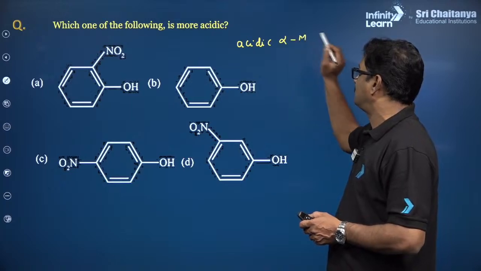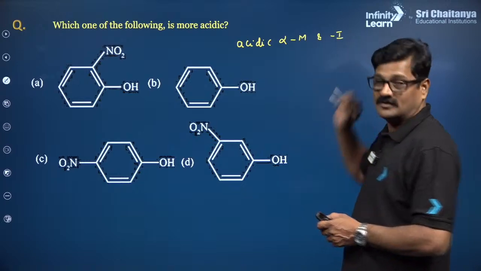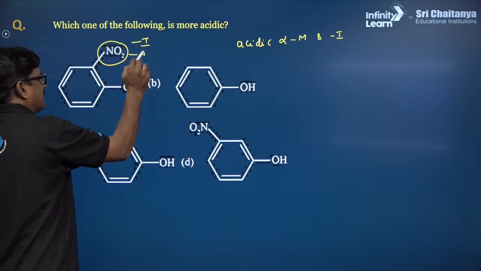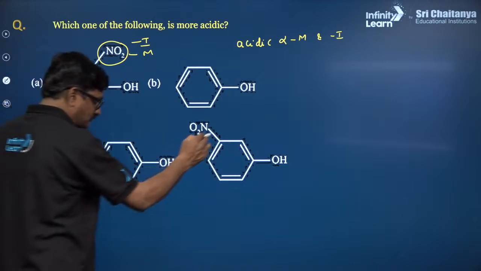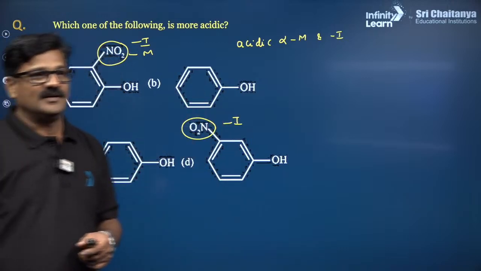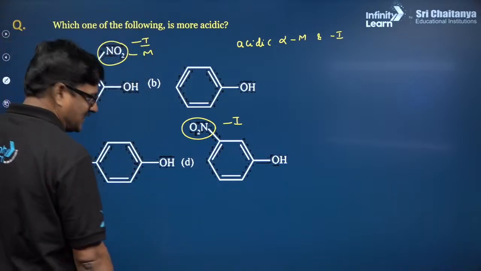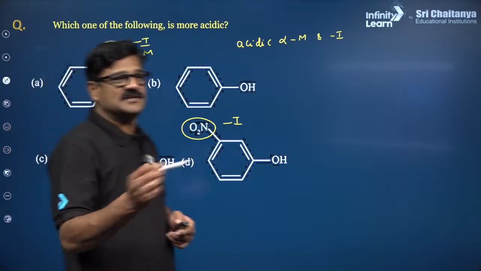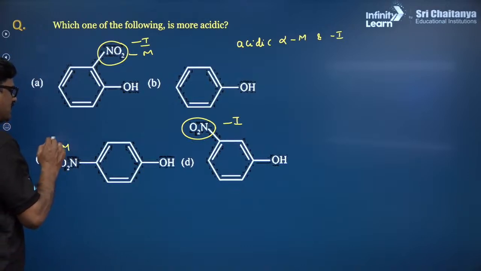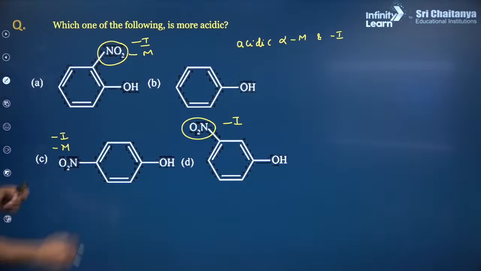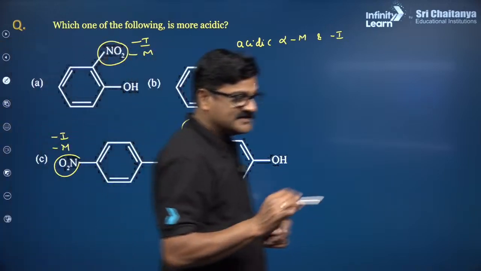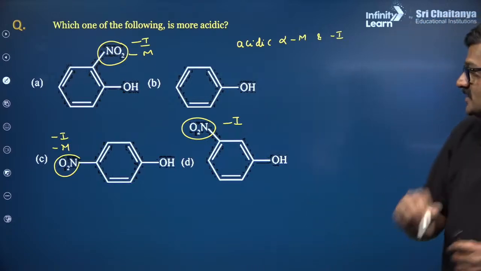By means of minus M effect as well as minus I effect, both are there. In ortho, minus I effect is there and minus M effect is there. In meta, you don't have minus M effect, you have only minus I effect. At meta position resonance does not operate. In para, you are going to have both minus M effect and minus I effect. But among these two, orthonitrophenol and paranitrophenol, orthonitrophenol is expected to be more acidic, but it is less acidic.